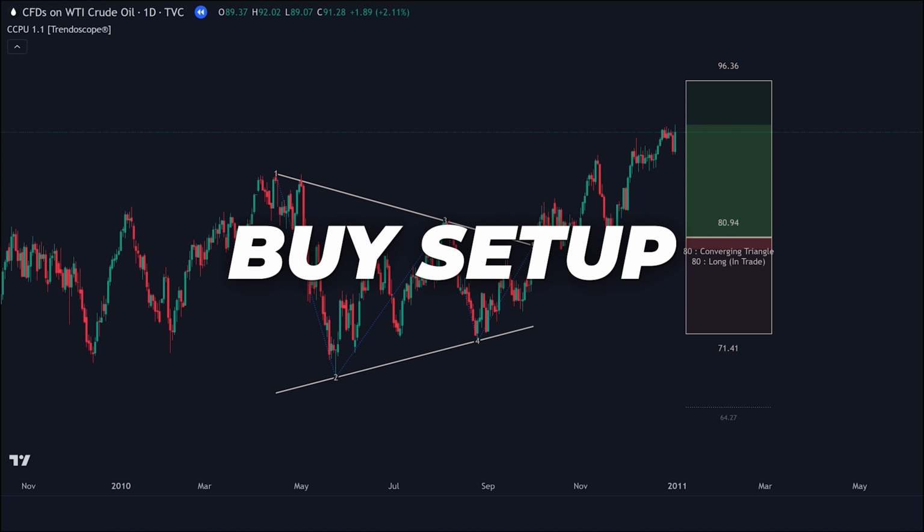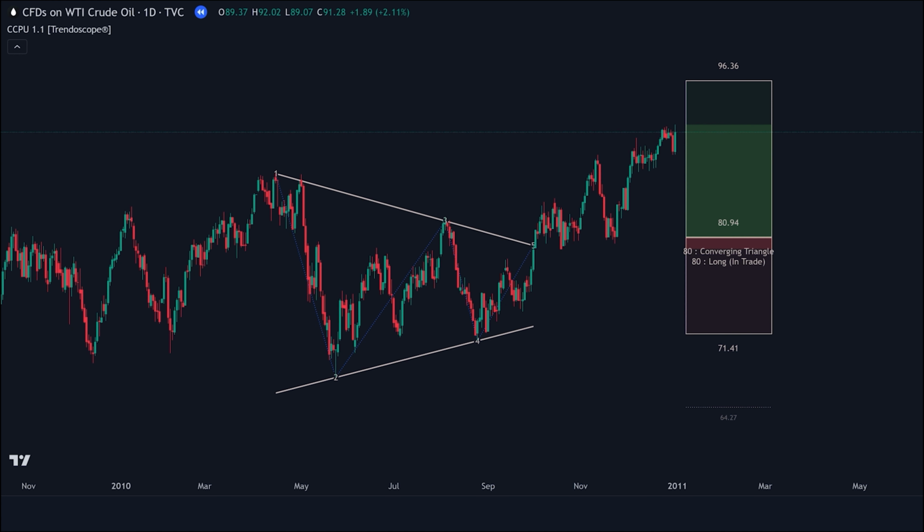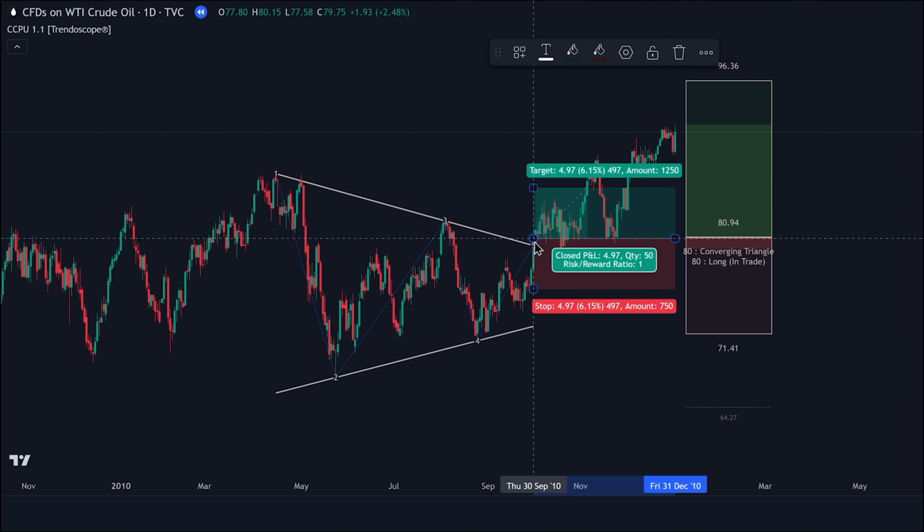Here is another buy trade setup. The chart shows a converging triangle pattern, and just like before, the indicator automatically identifies this pattern for you, making it easier to spot potential trade opportunities. In this case, the indicator has detected that the price has broken above the triangle's resistance, signaling a strong buy trade setup. The suggested entry point is where you would enter a long position.